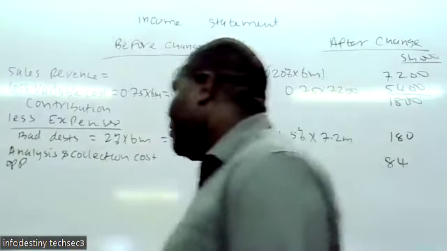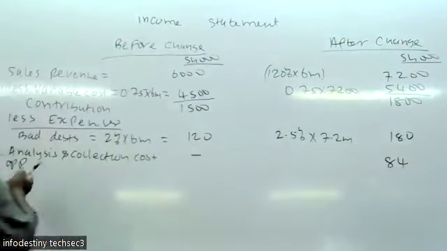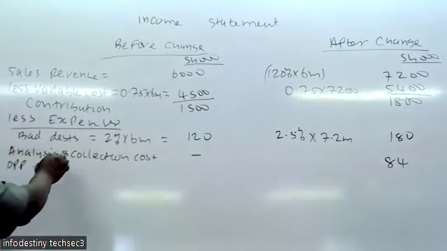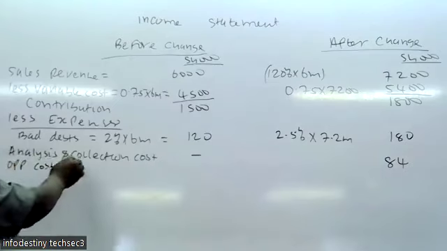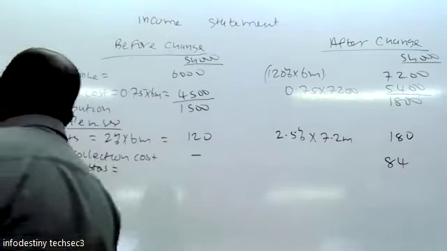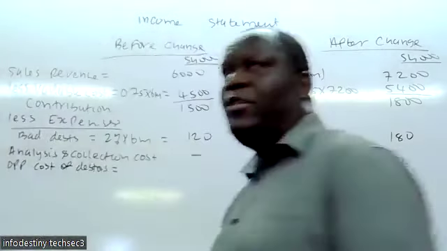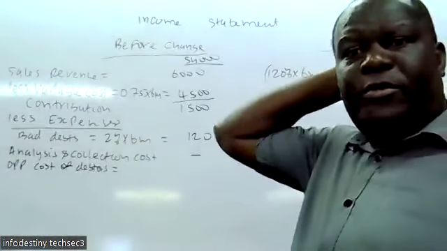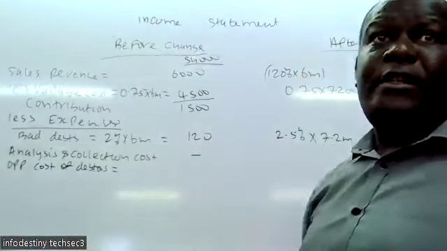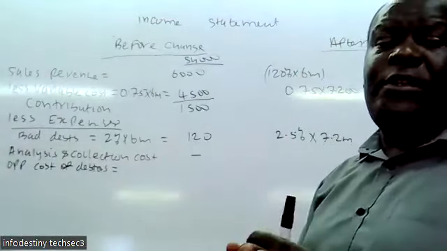So this one will be opportunity cost. We shall be having opportunity cost of the debtors. So to get the opportunity cost of the debtors, you need to get the average debtors.